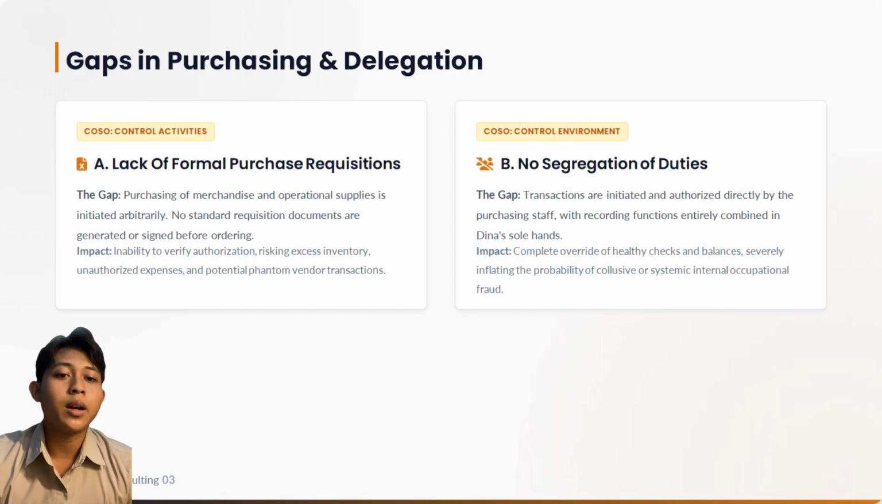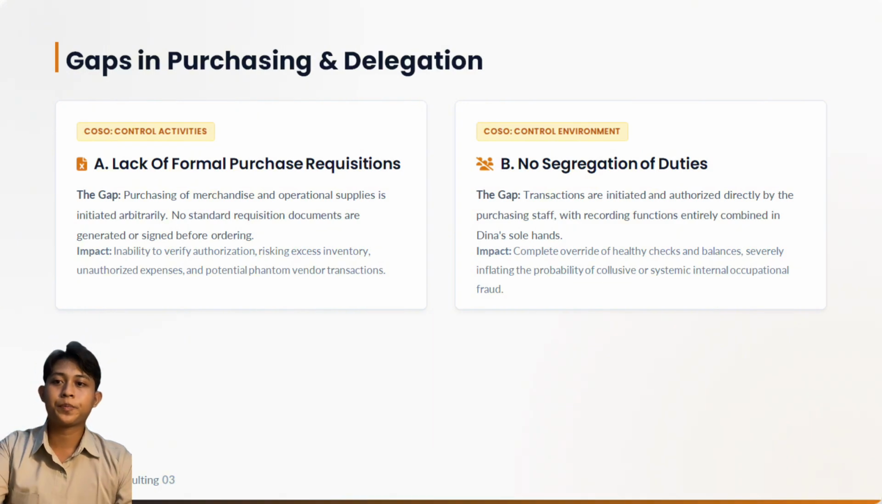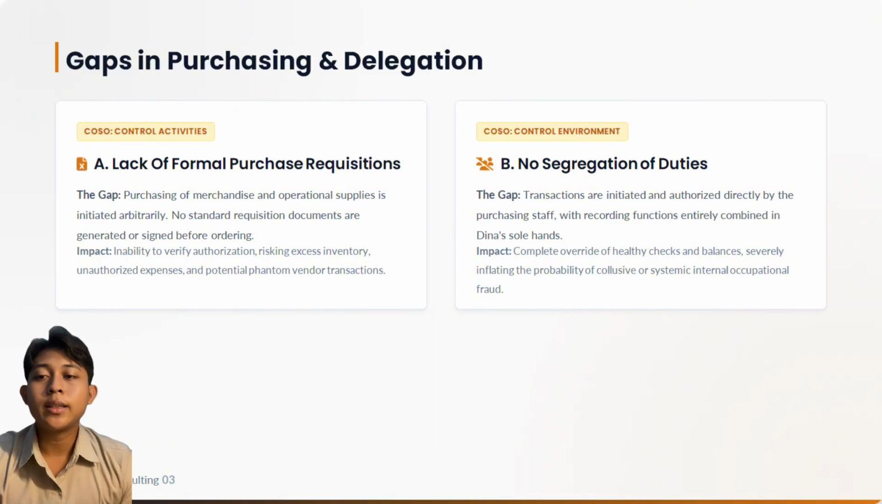The solution the company can apply is to create a simple purchase requisition form, for example digital or physical, that the warehouse department must fill out, stating the reason, item type, and requested quantity before moving on to creating a purchase order. And the second one is no segregation of duties.